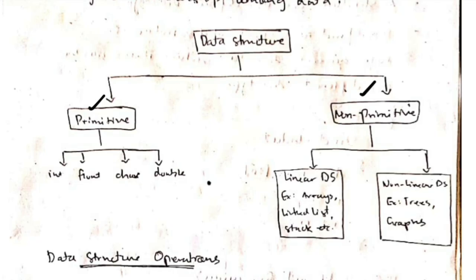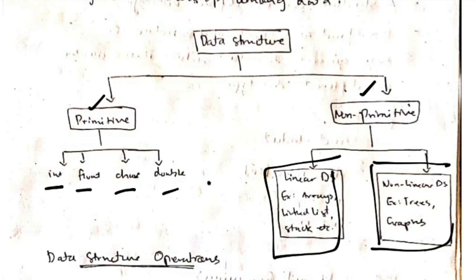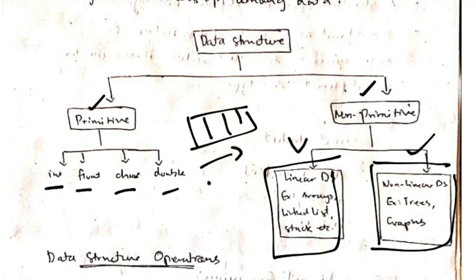In primitive, we will have the single entities like int, float, char and double. In non-primitive, we will have multiple data, which is further divided into two parts, linear and non-linear. In linear, we will have the data stored in a sequential order like array and linked list, and in non-linear we will have the data in a graph type. Those include trees and graphs.